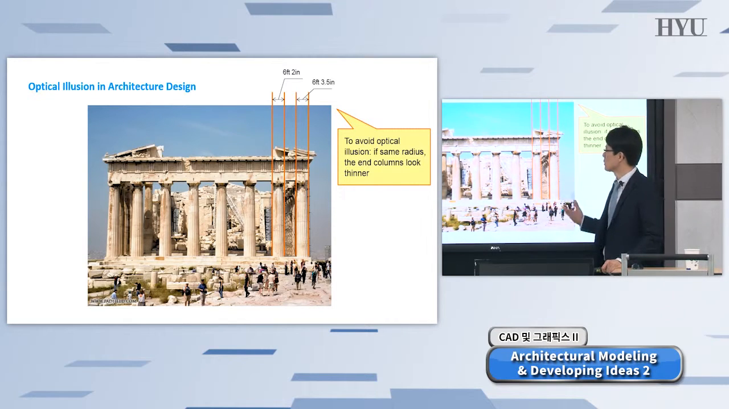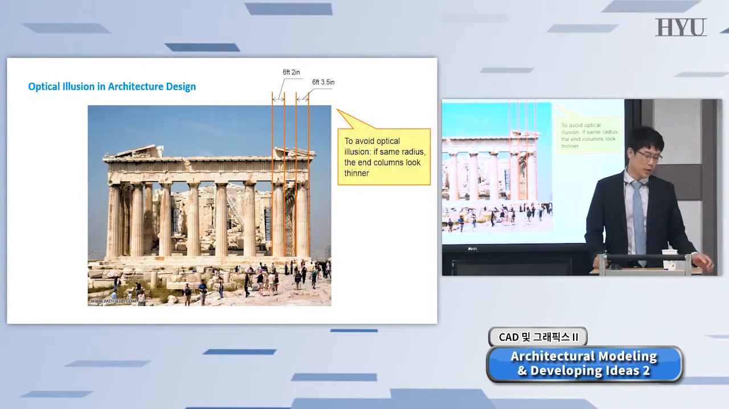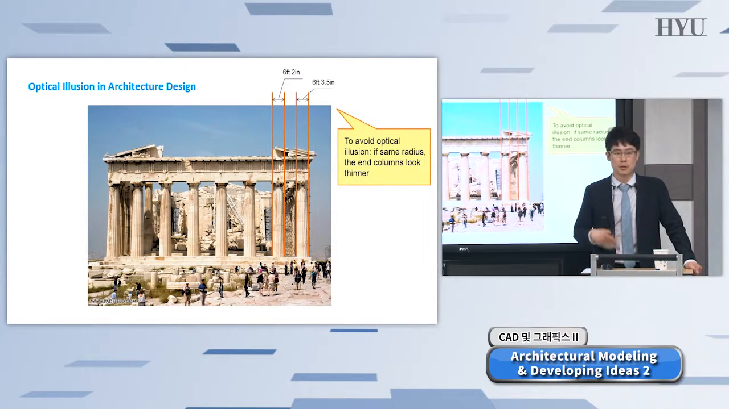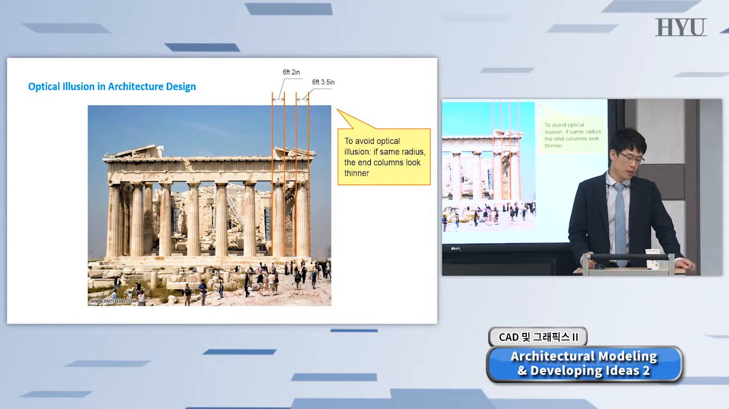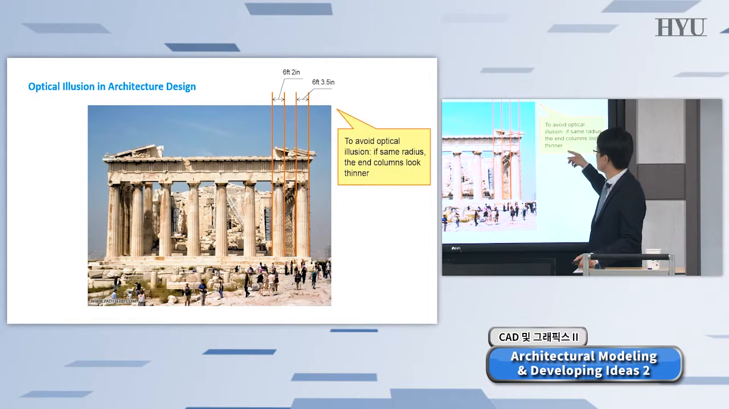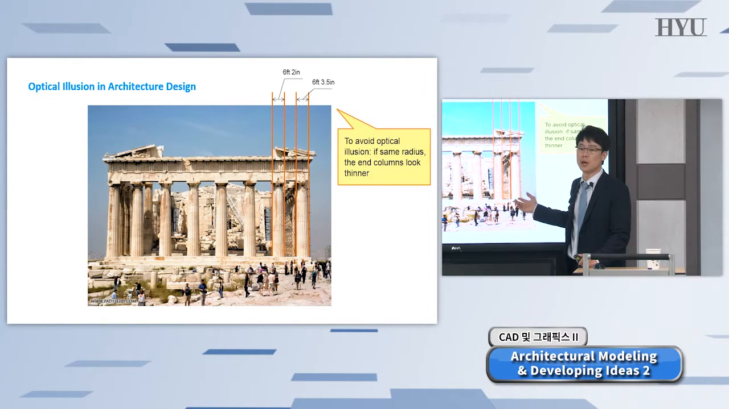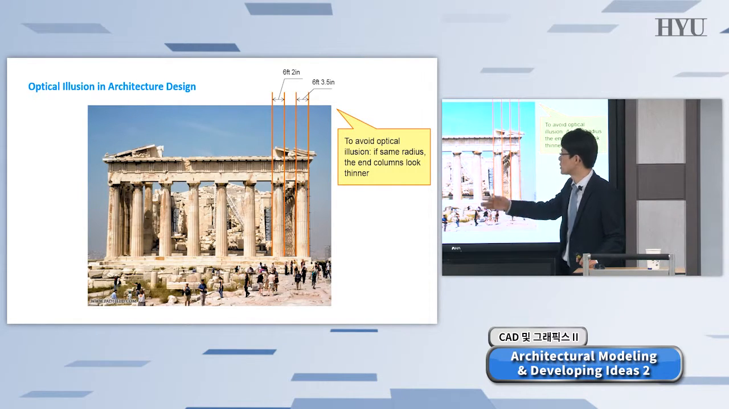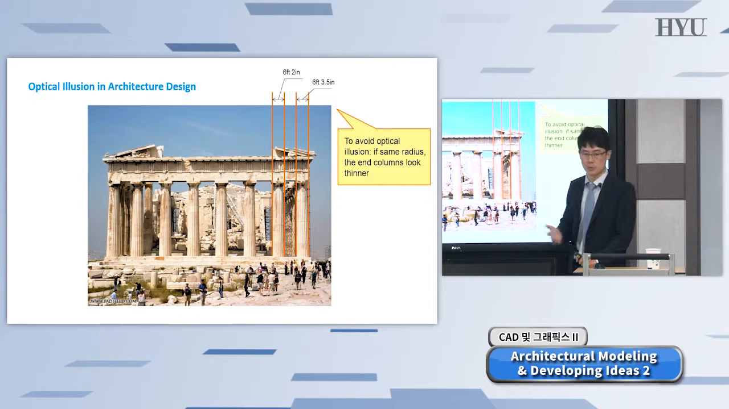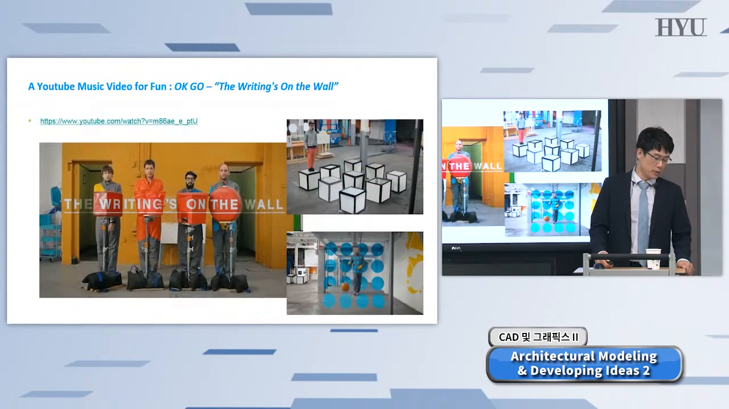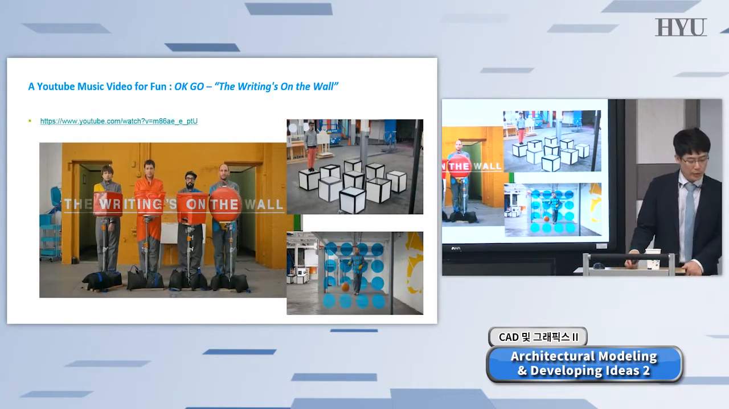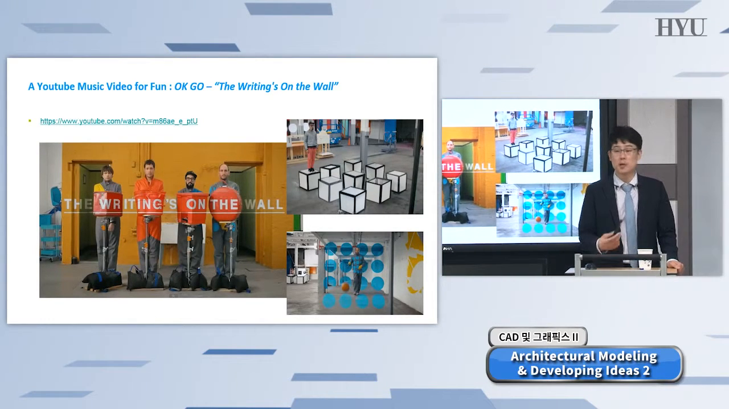So that's one type of application of such illusion-related things. To avoid optical illusion, they used different radii for the columns. As a result, people can see those columns looking very stable, no problems, okay? But actually, the outer two columns are somewhat thicker than the others. But anyway, this is one case. And I'd like to show you just a series of examples about illusions, okay?